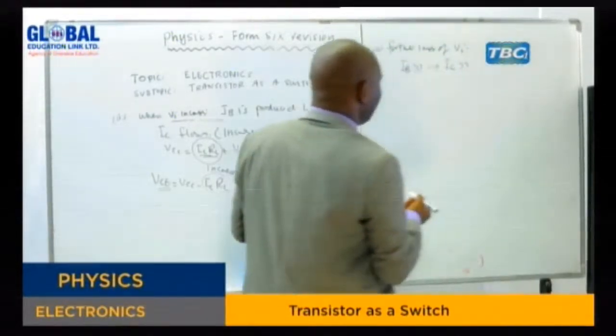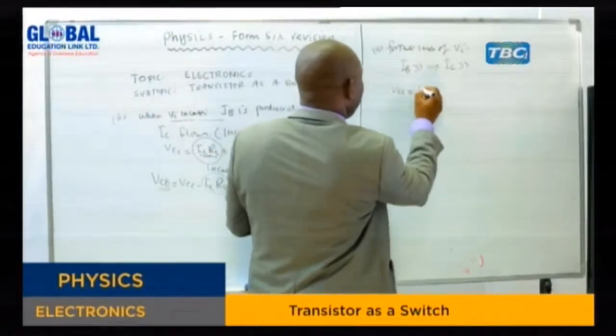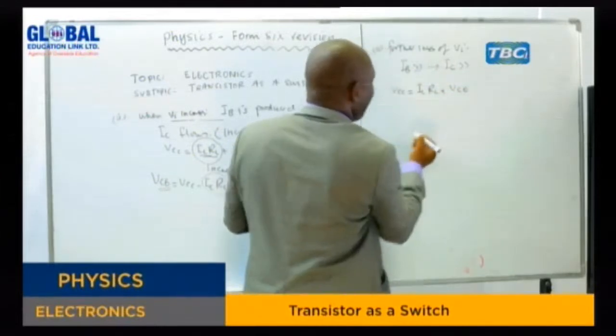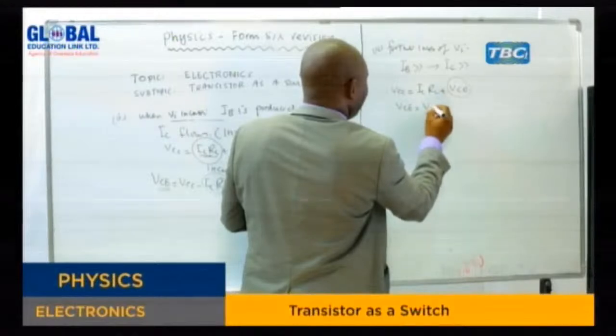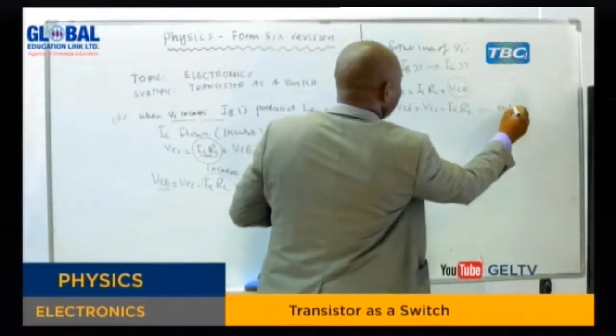When this increases, it reaches a point where, from the output, we have VCC equals IC RL plus VCE. Let's find this now. What happened? VCE equals VCC minus IC RL. This is our output equation.